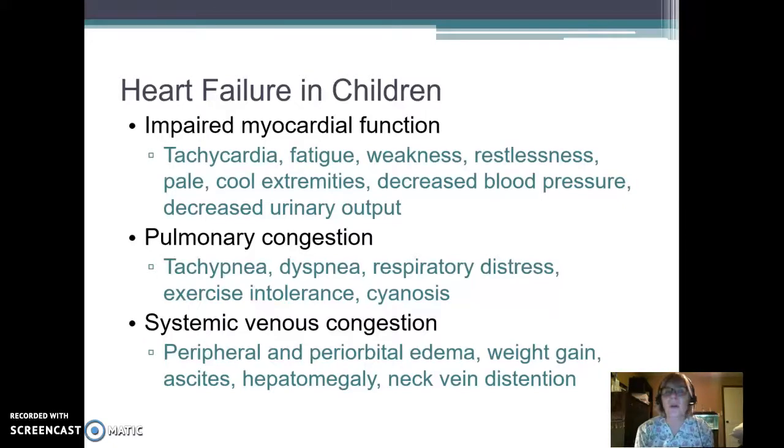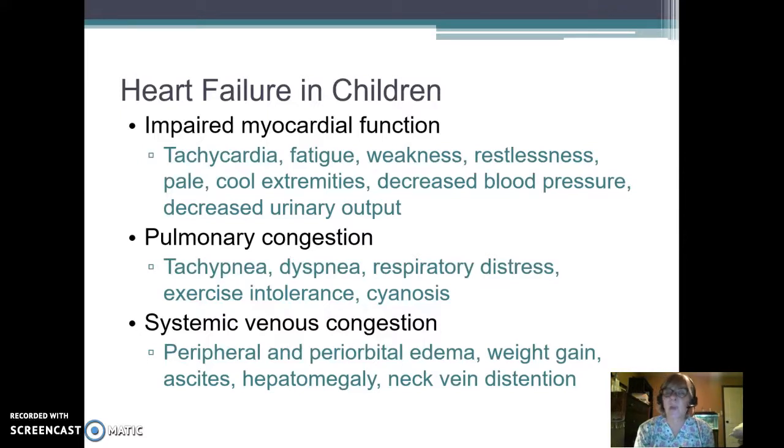You get your edema just like you do with adults. Edema in adults tends to be dependent edema down in the ankles and stuff like that. Kids, it's wherever the tissue is spongiest and stretches out. So peripheral, and I'd say especially fingers and toes, and periorbital around the eye. That's where it puffs up really quickly and easily.